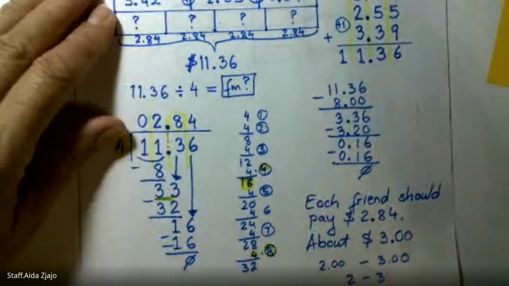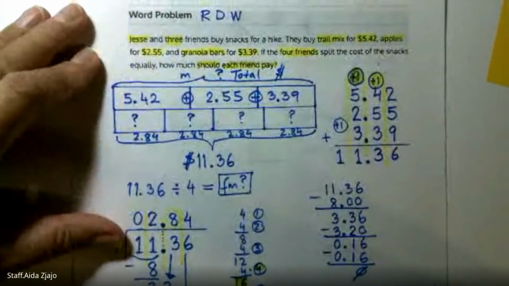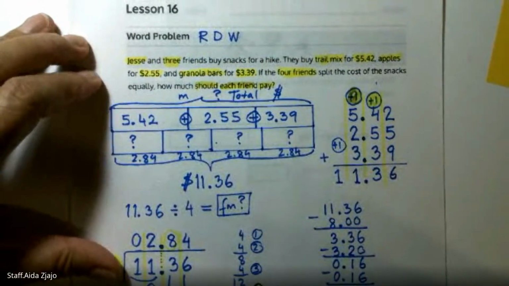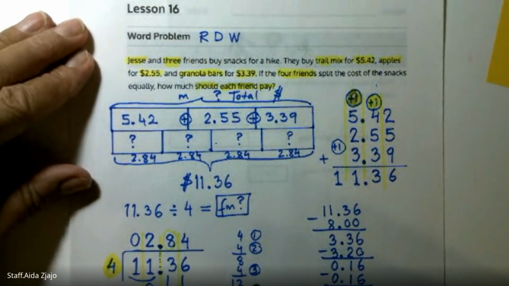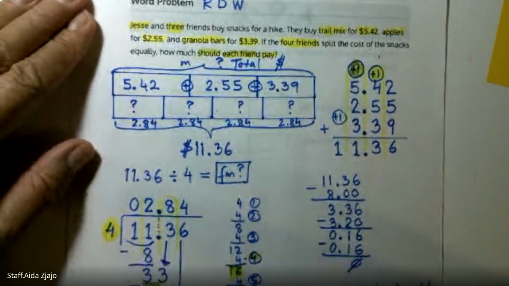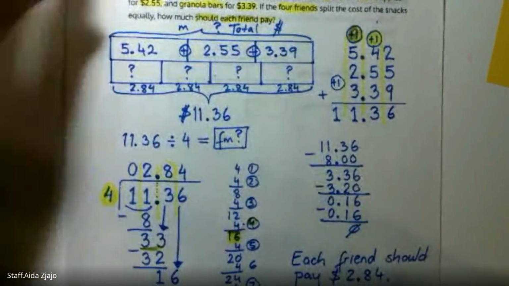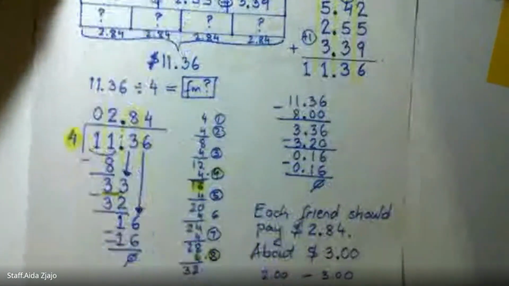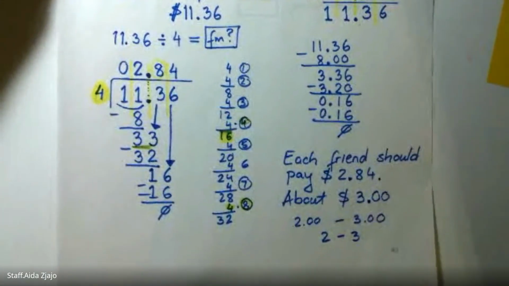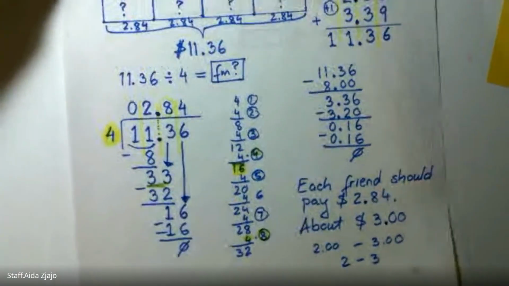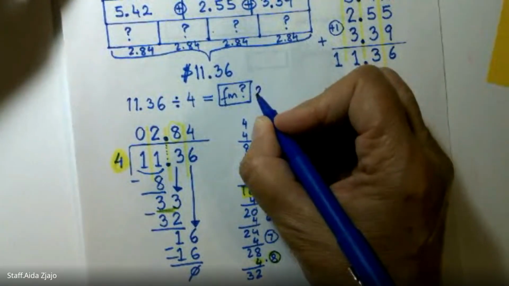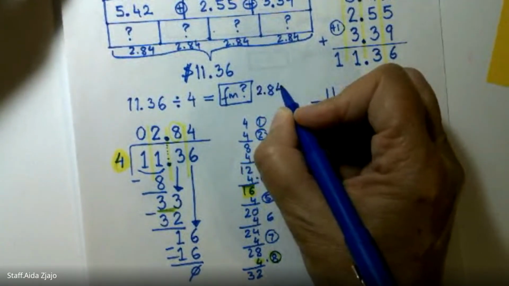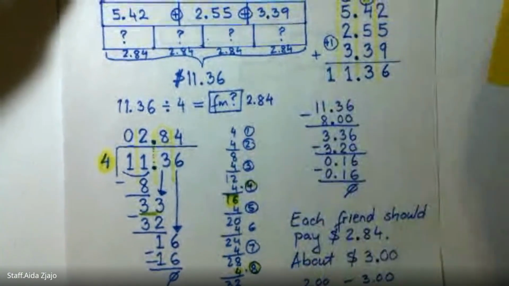All right, so that was word problem lesson 16, and it was Mrs. Z. And this was all the work that we were required to do. All right. And also I can say here the money is $2.84. That's what we found. All right.